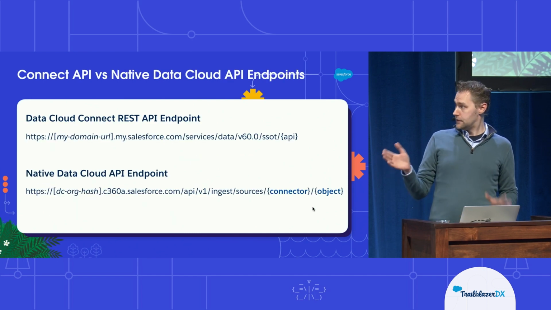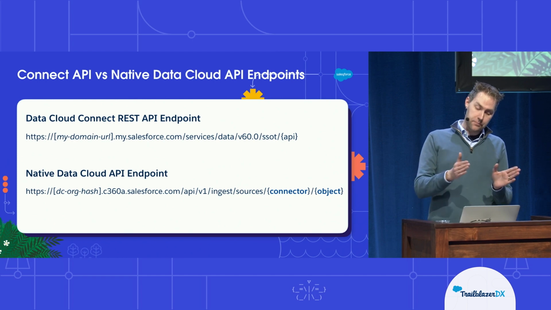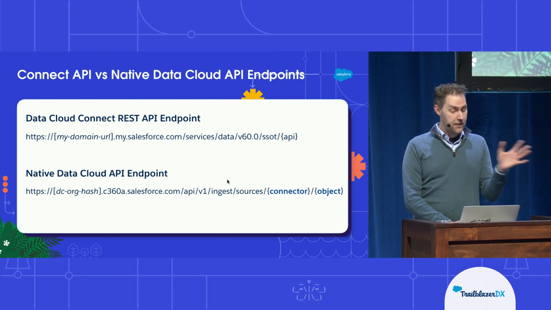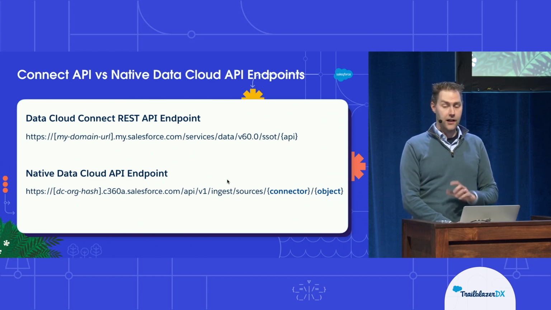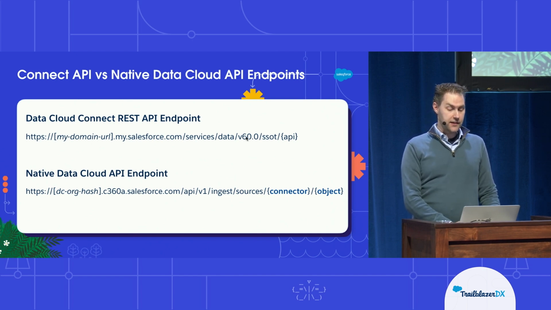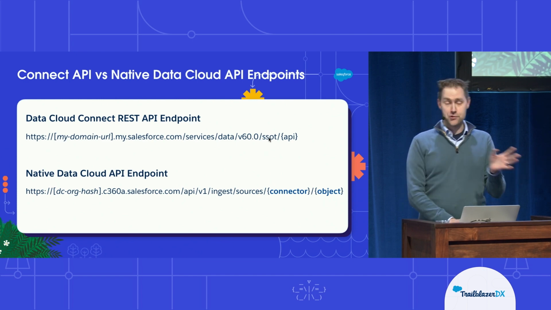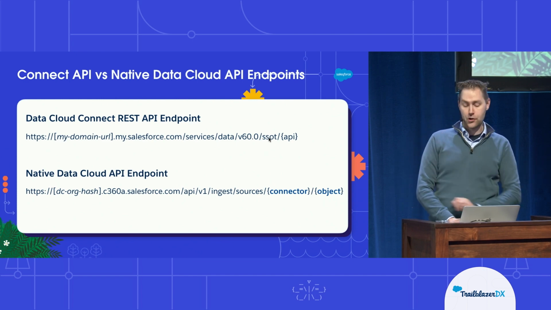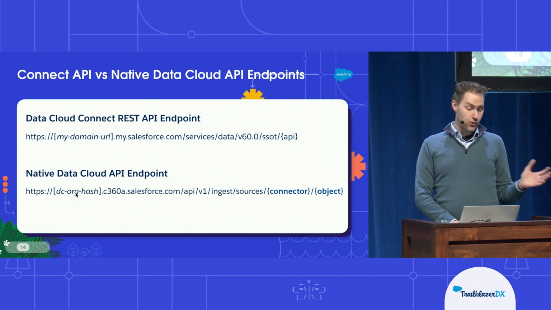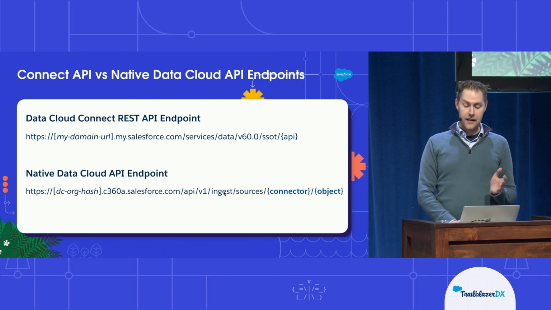Now, a quick comparison between what a REST API endpoint looks like and what the native Data Cloud API endpoint looks like. On the REST API endpoint, we have a My Domain URL, then the services/data, the API version, then the single source of truth, and then whatever API we want to call. On the native Data Cloud API endpoint, we have our Data Cloud org hash, then the C360 endpoint, the API version, and then the API.